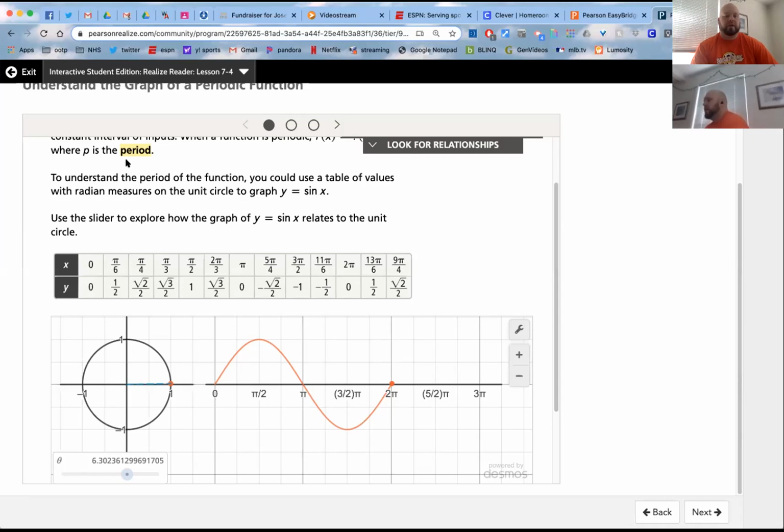So a period here is how long it takes the graph to make one full rotation. You can see in this sine graph that one full rotation around a circle is 2 pi. And that's the same for sine and for cosine. One full rotation makes the graph. So the basic sine and the basic cosine functions always are going to have a period of 2 pi.